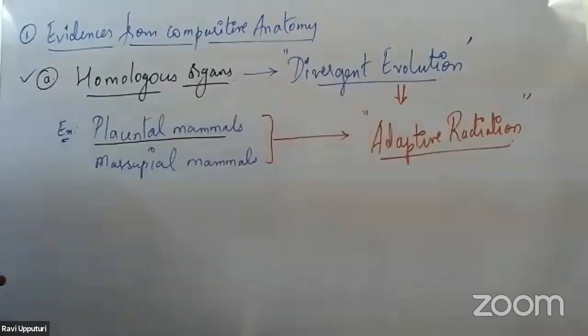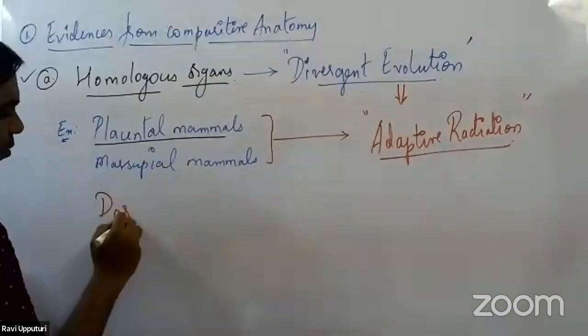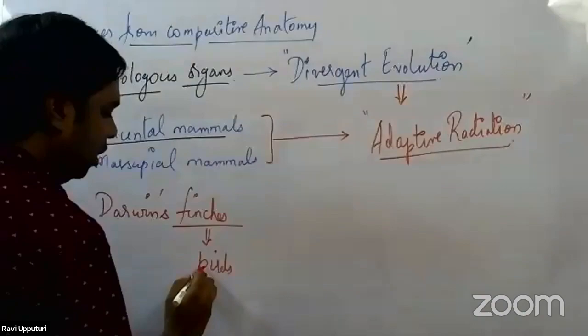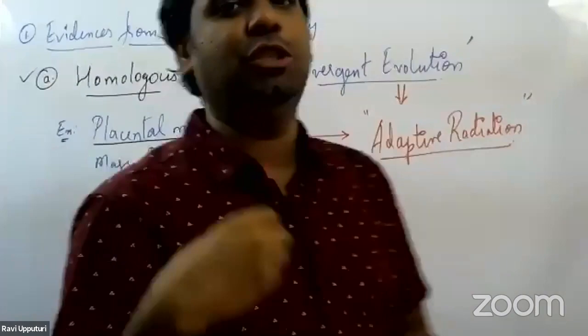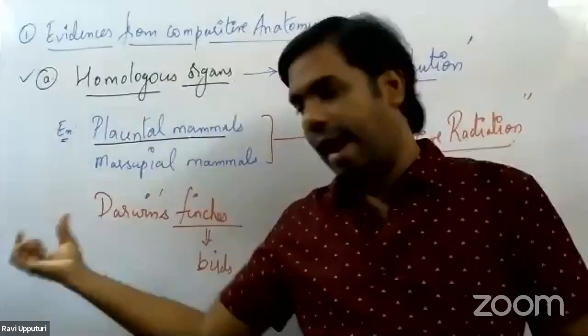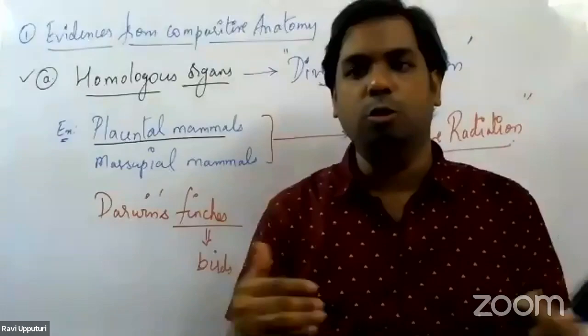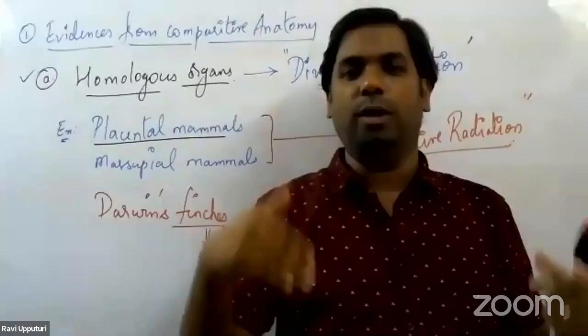Another example we can give for adaptive radiation is Darwin's finches. Finches are nothing but small, seed eating birds. These species of birds which are seed eating, we usually refer to as finches. We have tagged them as Darwin's finches because of Darwin, one of the most prominent scientists with regards to evolution. We'll be talking about Darwin's theory in a couple of sessions later, about what work he had done and what principles he gave with regards to evolution.